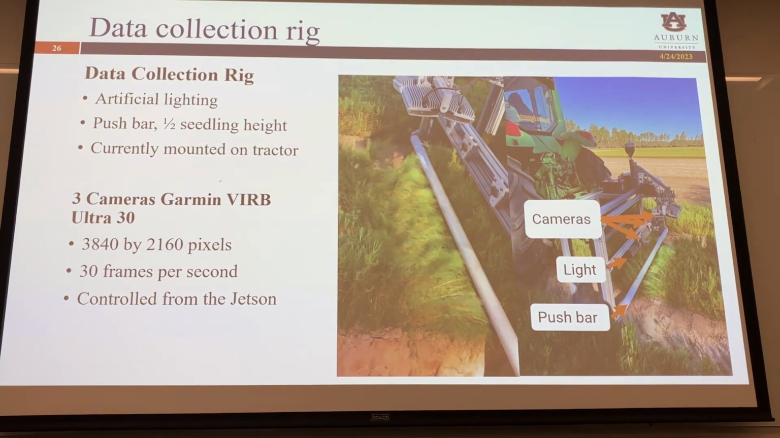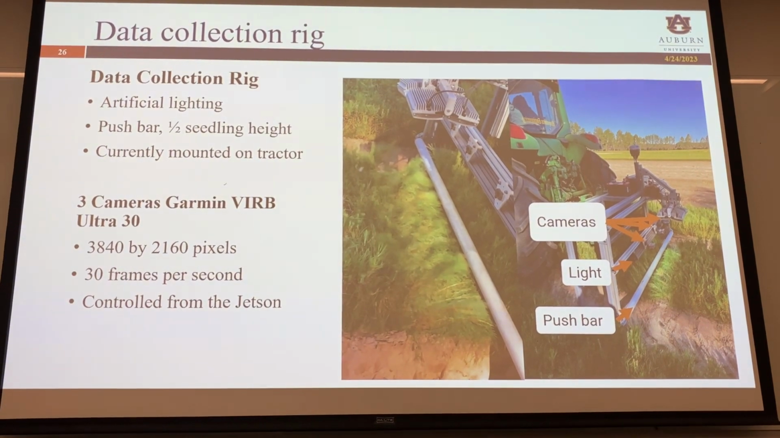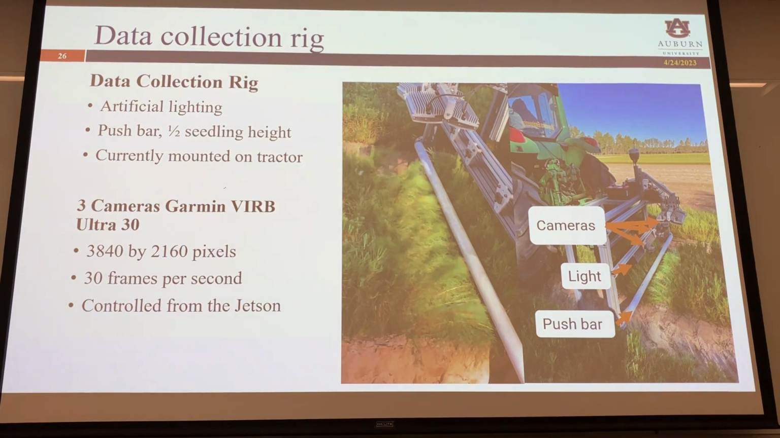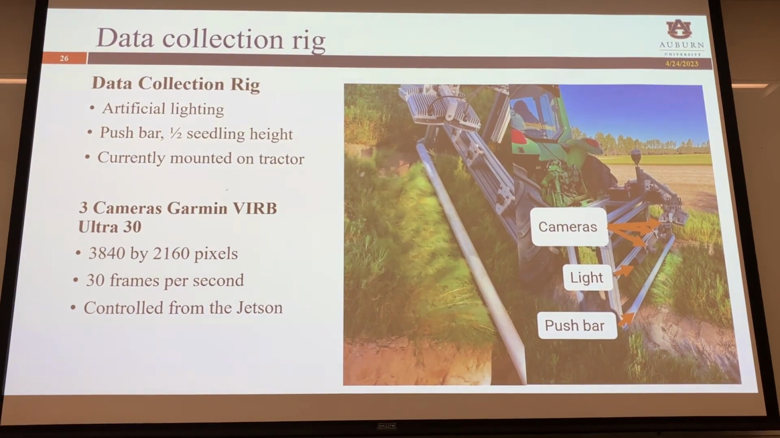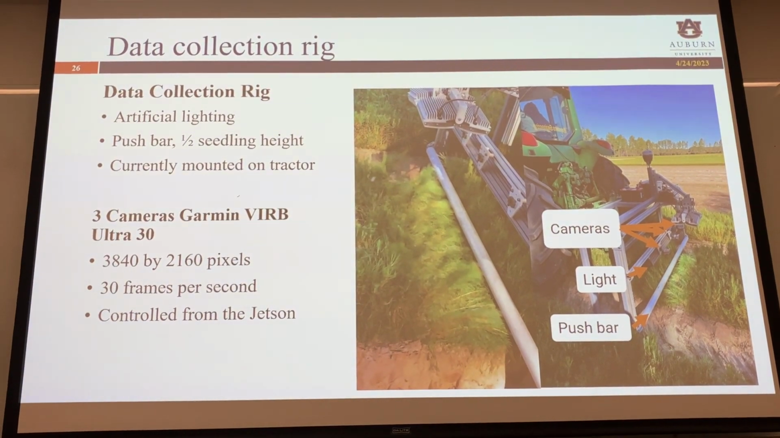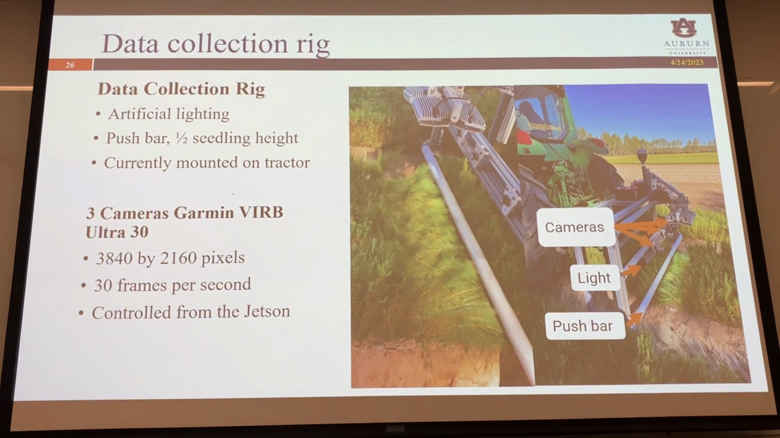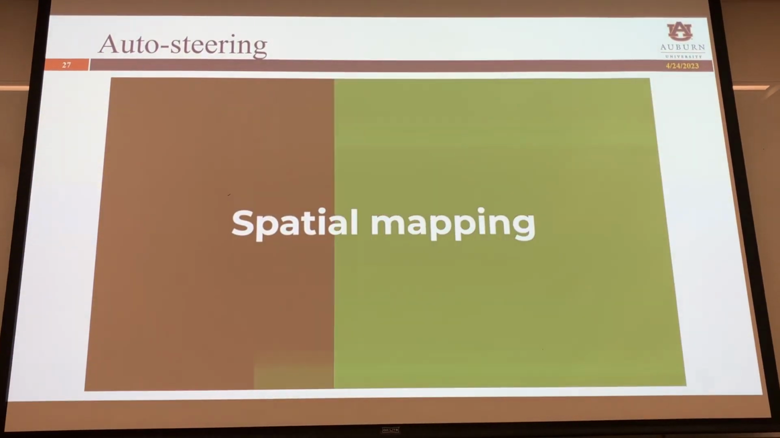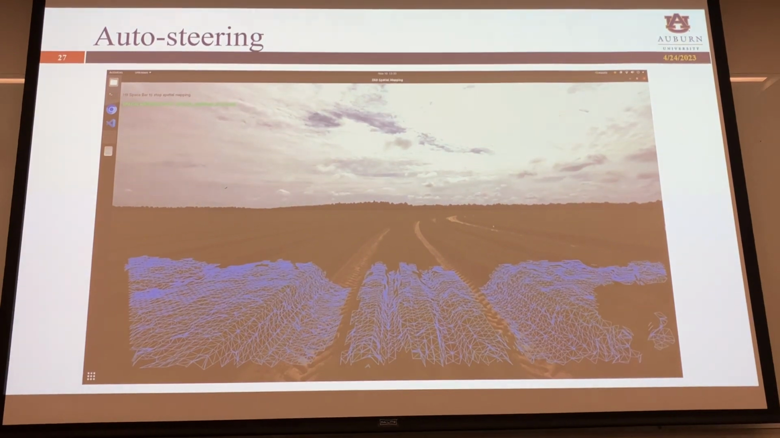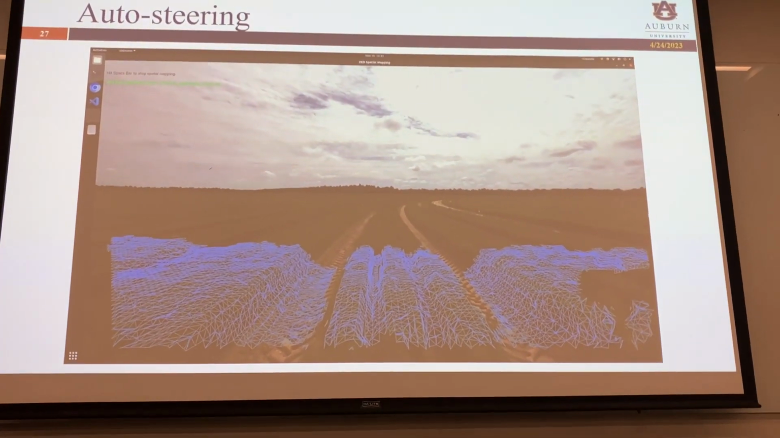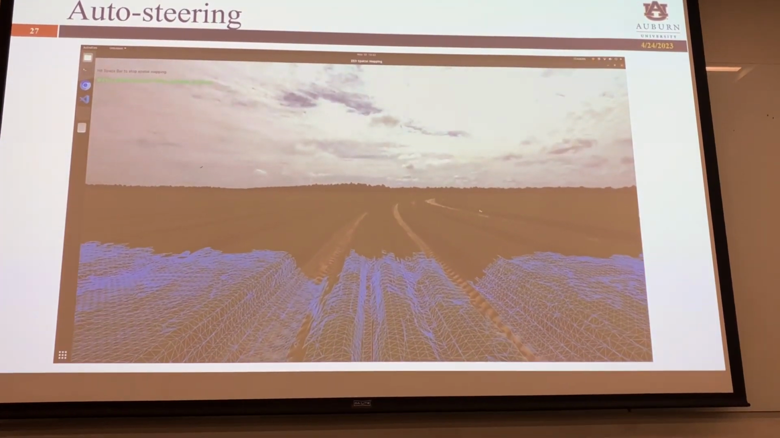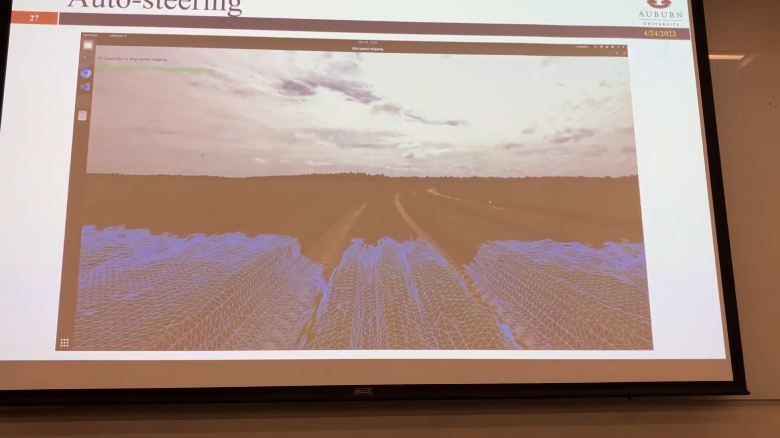The same setup was mounted on the robot that was fabricated in our department. So we are going to do the same process with the robot instead of a tractor. Here it's mounted on a tractor. And using the Z cameras, we can also do spatial mapping and have a map of the field, both a 3D map or just keep the GPS coordinates and do a 2D map.